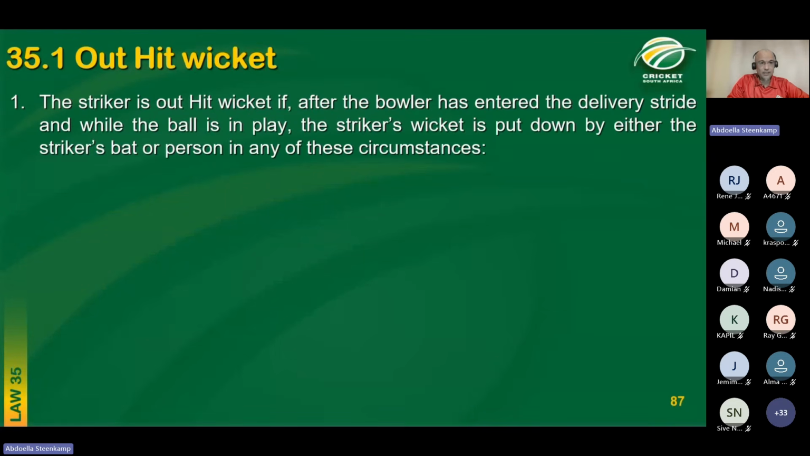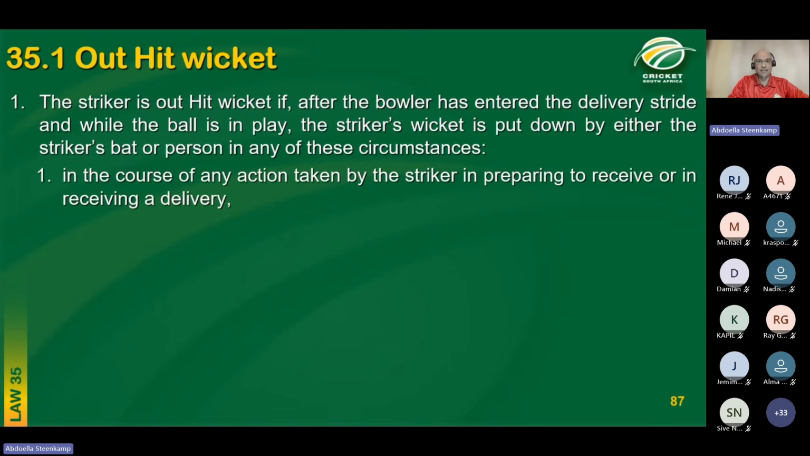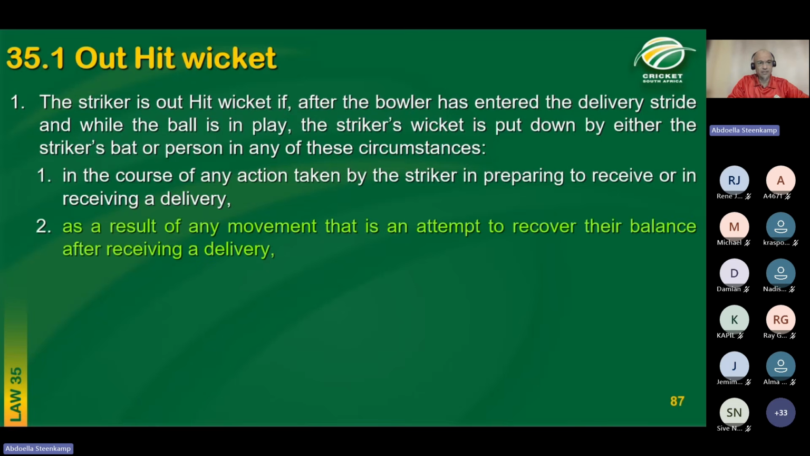When it comes to hit wicket, how is the striker out hit wicket? The striker is out hit wicket after the bowler enters their delivery stride and the striker puts the wicket down in any course of action taken by the striker in preparing the delivery. The striker also puts the wicket down as a result of any movement they're busy with while they're trying to recover their balance after receiving the delivery. This is new. The lawmakers added this to the law this year.